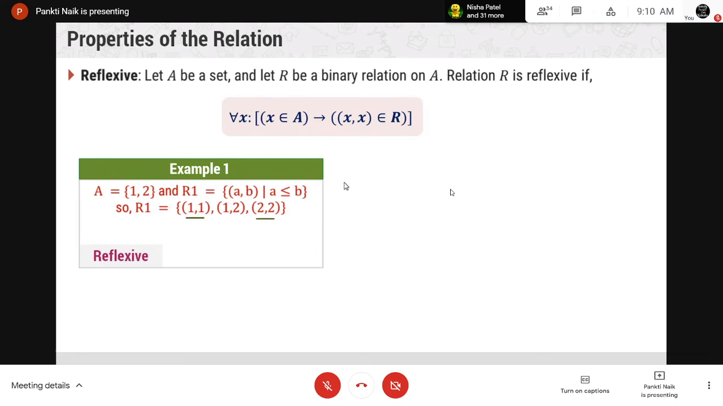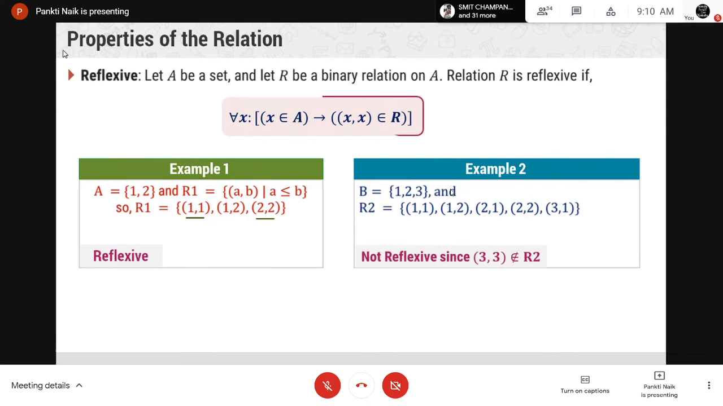Now here (1,1), (2,2), right? So this condition is fulfilled. (x, x) is a member of R, right? For every x, right? For 1 and 2, (1,1) and (2,2) is a member of relation R1. So this relation R1 is known as reflexive relation, right?